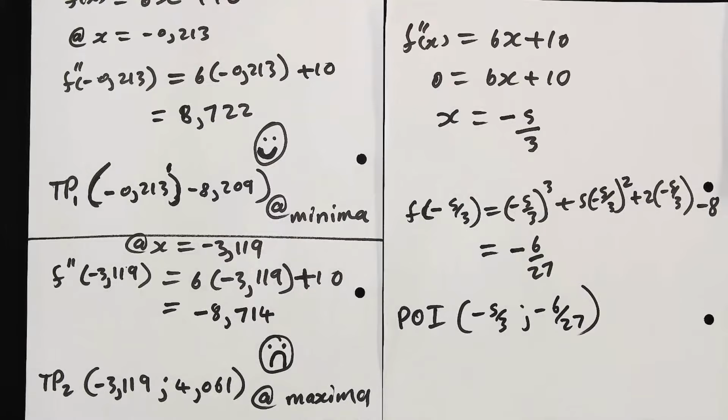2 marks or 1 mark. Derive once, get the point, 2 marks.